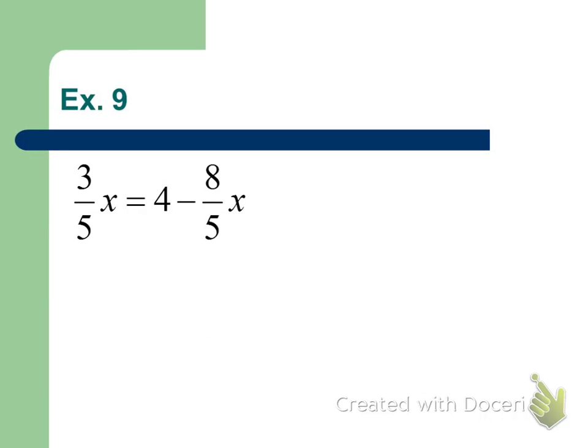All right, on number 9. This one is a doozy. It's actually not so bad. Which of these is smaller, 3/5 or negative 8/5? A negative is always going to be smaller. So we are going to add 8/5 x to both sides. Now these are not so bad, right?